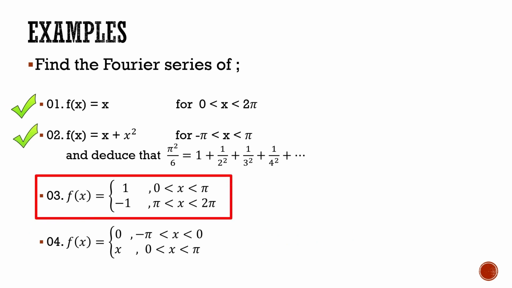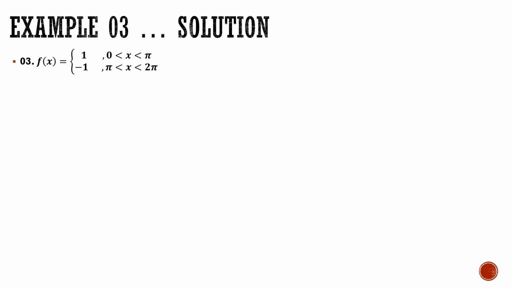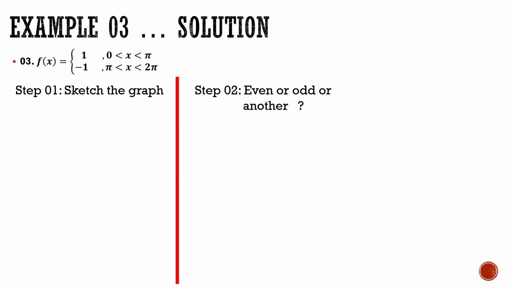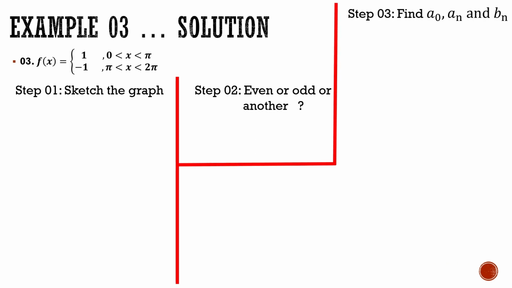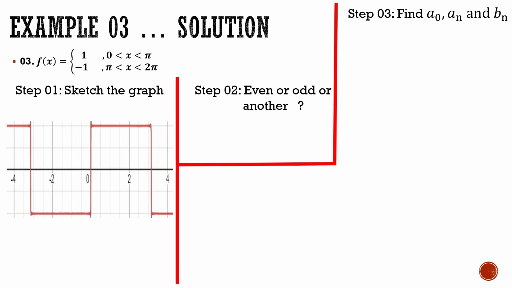Let's move to example number 3. Solution for example number 3. These are my 3 steps. First is sketch the graph. Second is even, odd or another function, which is about the function. And third is find a0, an and bn. The graph will be like this. Also, this is an odd function.